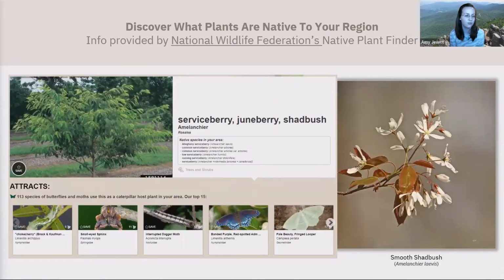And so here's just another example of another plant that came up from the National Wildlife Federation that would be native to my region. It's a type of serviceberry. Again, you can see down near the bottom the species of moths and butterflies that will use that as a host plant. So it's really, really interesting.